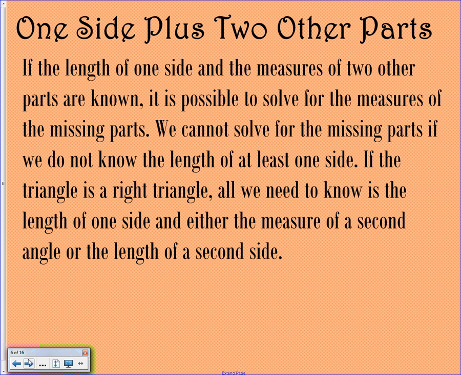If you have a right triangle, then all you need to know is the length of a side, and then either another angle or another side. Because if you have a right triangle and you know a side length, that's 2 pieces of information, then you can either add an angle or another side, and that'll give you the 3 pieces of information that you would need. So if you have a right triangle, you need a side length and then either another angle or another side.